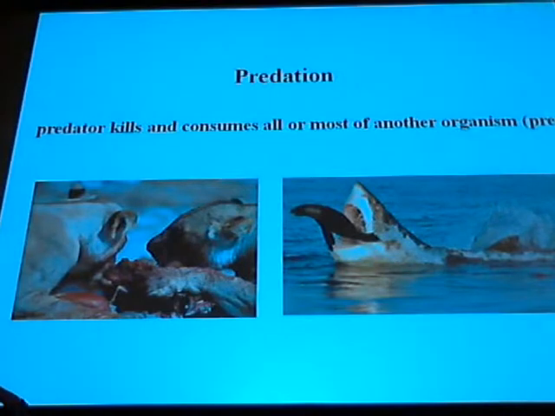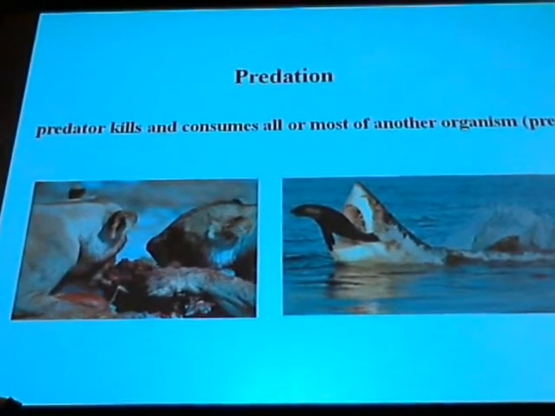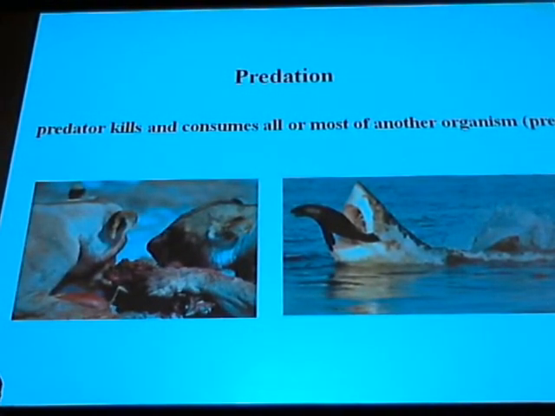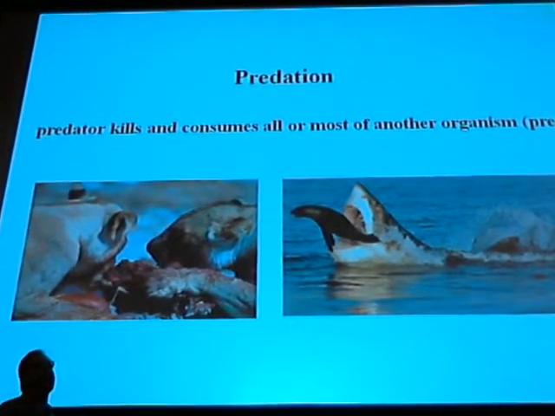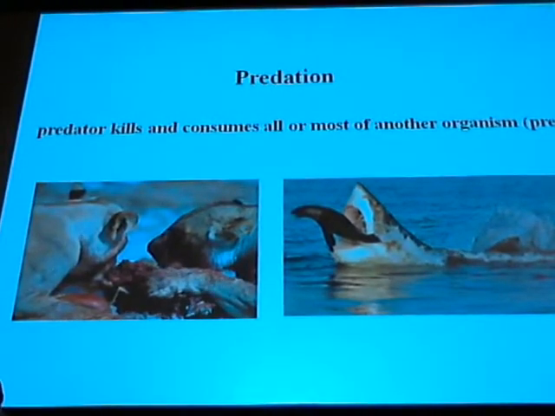All right, predation. Here a predator kills and consumes all or most of the other organism. And you see those lying there. Technically, nothing's been consumed in the other photograph, but I think we all know where this is going. Maybe that seal can get away. Sure, maybe. Maybe it's going to be a half seal after the next incident. So those are both examples of predation, and neither one survives the encounter.